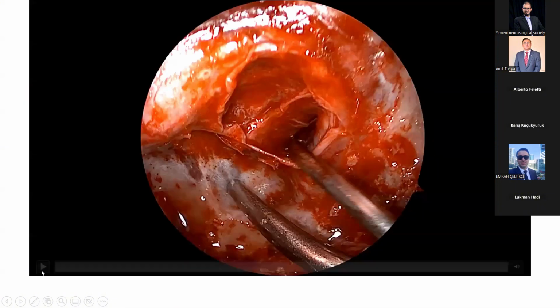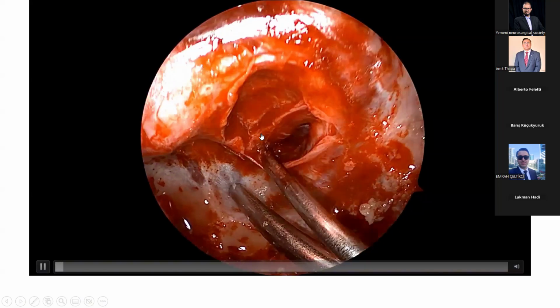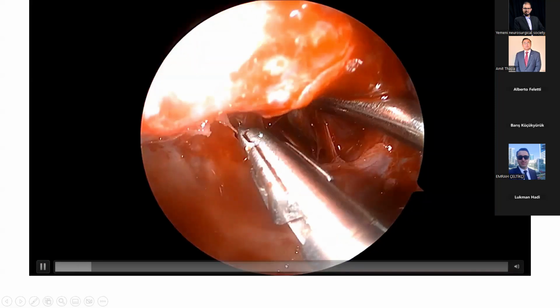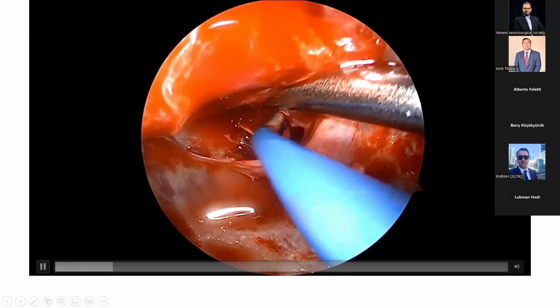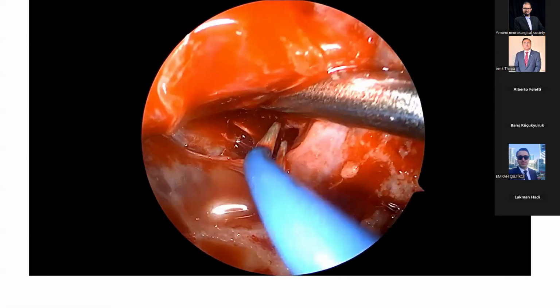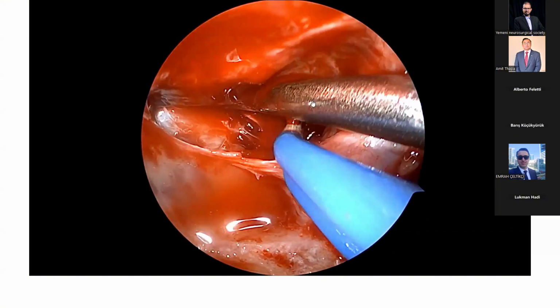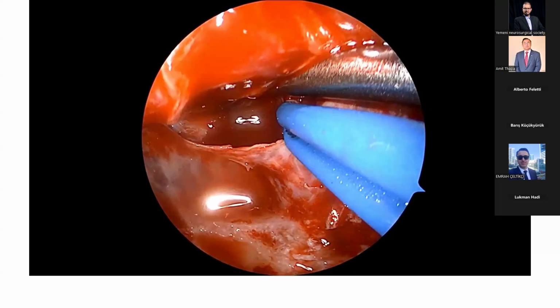So here we see that case, the same case. Here we are dissecting, and here you see the ligaments mentioned in that paper. And we are now talking about ligaments in a venous drainage system in which there is the ICA and the cranial nerves.